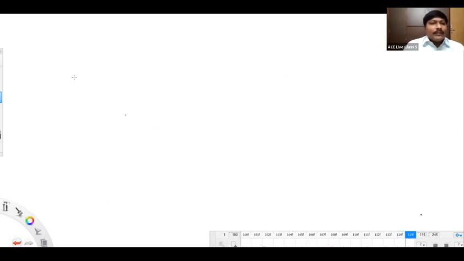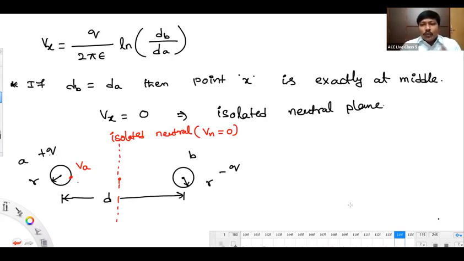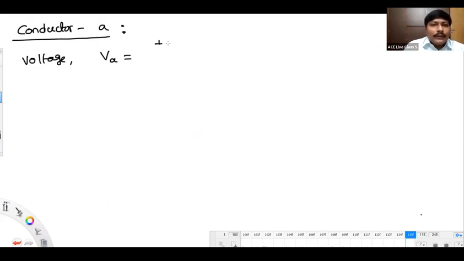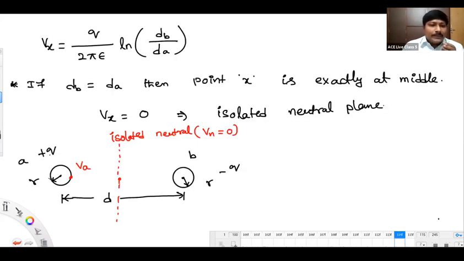I'll write it on the next slide. Conductor A, voltage. VA is equal to, because of its own charge, plus Q by 2 pi epsilon natural logarithm of 1 by radius, plus Q by 2 pi epsilon natural logarithm of 1 by radius. Okay, next thing. Please listen.